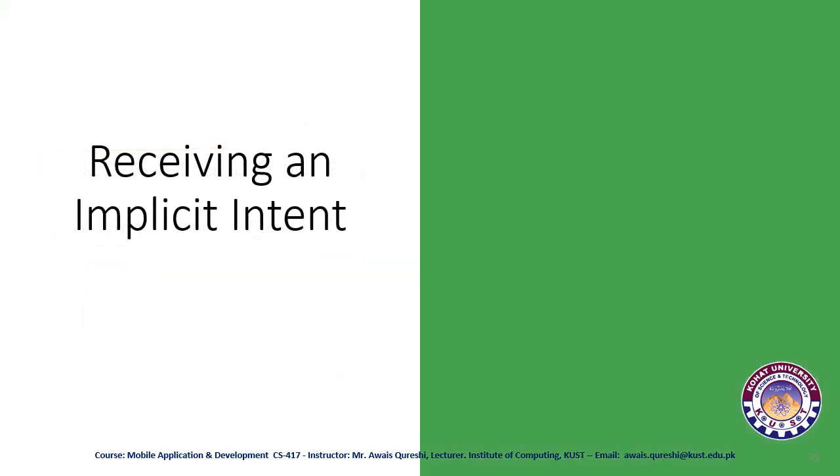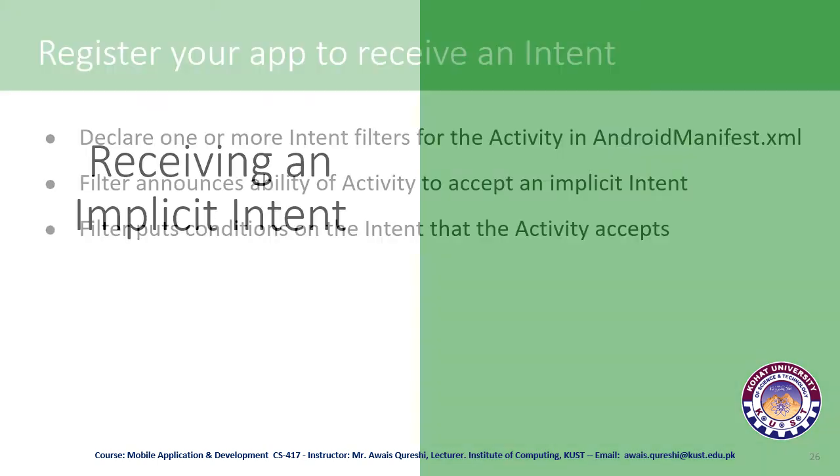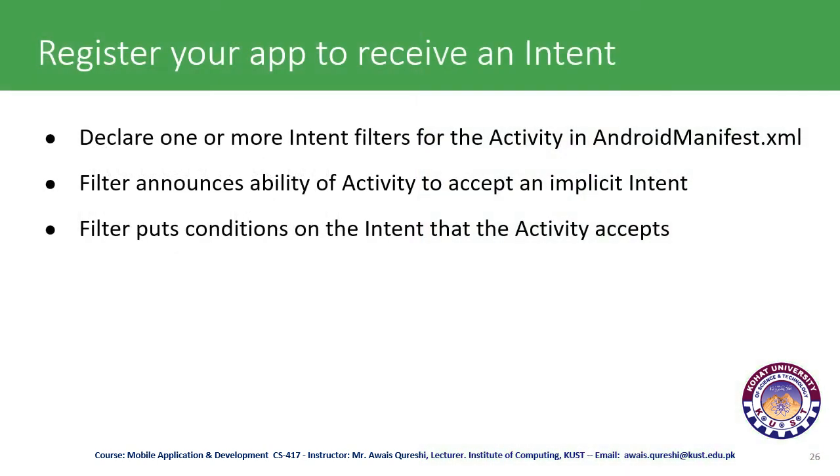So this is all the way that we send an implicit intent. Now let's move on and see how we receive an implicit intent. First we will register our app to receive an intent, and for that we will use the Android manifest file. We use this file for sending intents from one application or activity to another activity. Similarly, we can use this file for registering purposes.